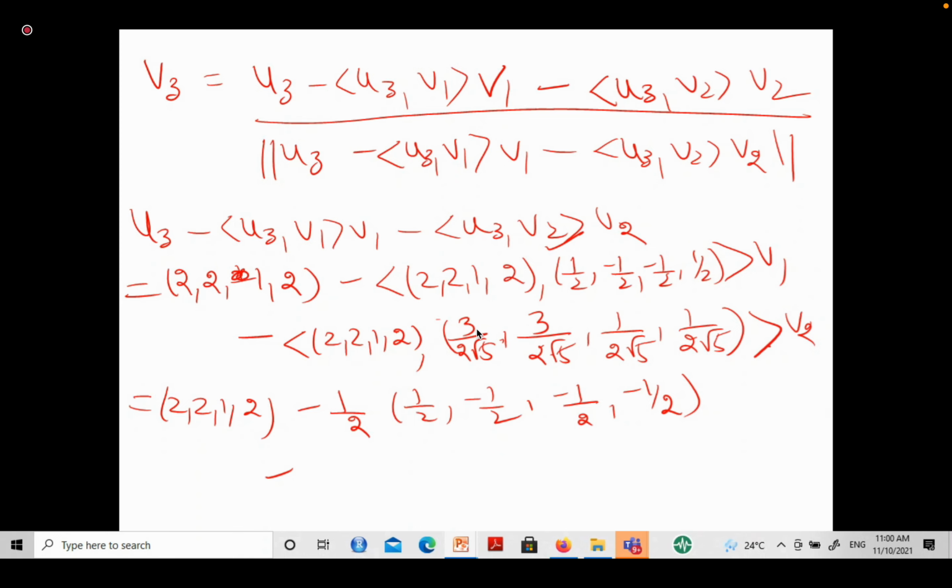Ma'am, 15 by 2 root 5. Yes, beta. What is this value? 6 by root 5. 6 by root 5. So 12 by root 5. 12 by root 5 plus 1 by root 5, 13 by root 5, plus 14 by 2 root 5. 6 by root 5, that is 3 by root 5. 3 by root 5 plus 3 by root 5 plus 1 by 2 root 5.